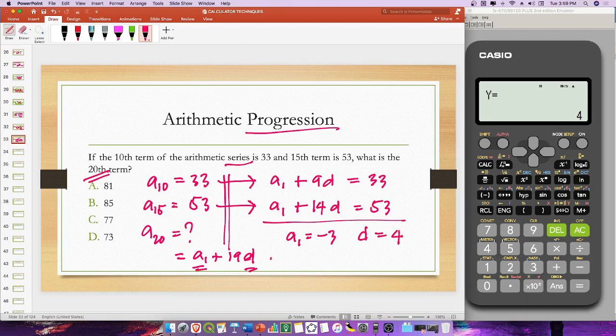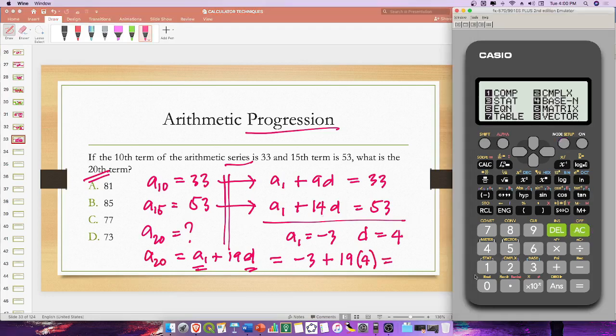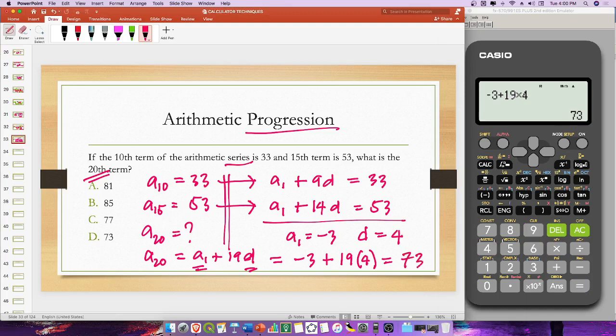So if we plug in negative 3 to a1 and 4 to d, we have negative 3 plus 19 times 4. So this is now your 20th term. So using your calculator, press mode 1. So we have negative 3 plus 19 times 4. That is 73. So 73 is the 20th term. This is using mathematics.